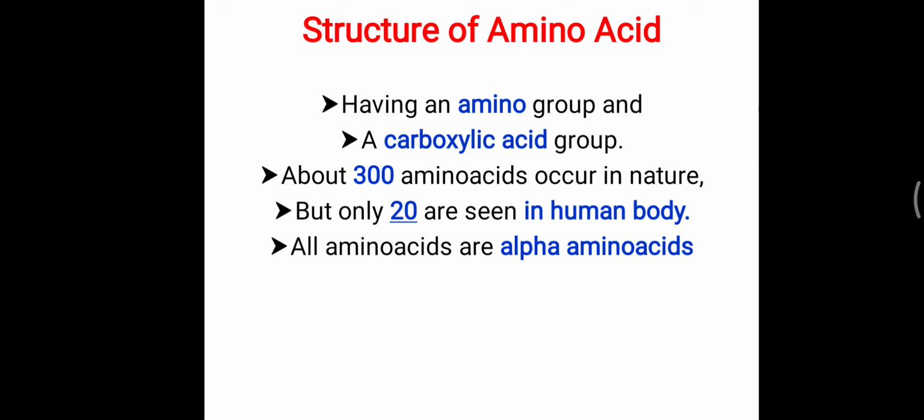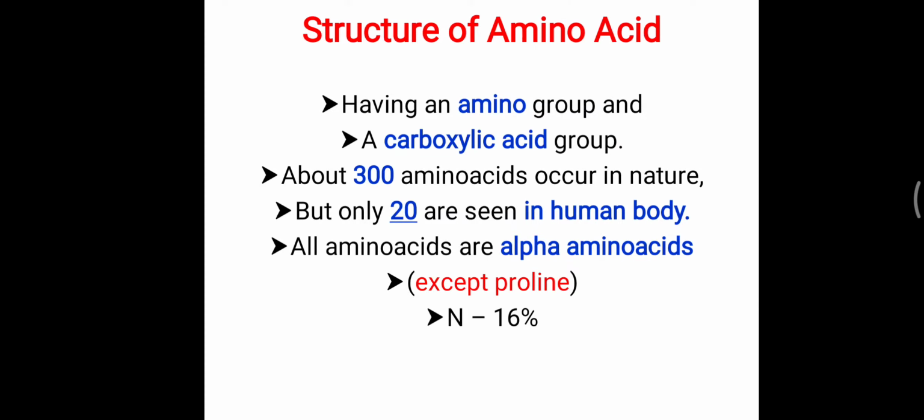Further, all these amino acids are alpha amino acids. Now, what do we mean by alpha amino acid? That also we will look at. Further, in these 20, all are alpha except proline, which is not an alpha amino acid. It is called an imino acid instead of an amino acid. That also we will look at.